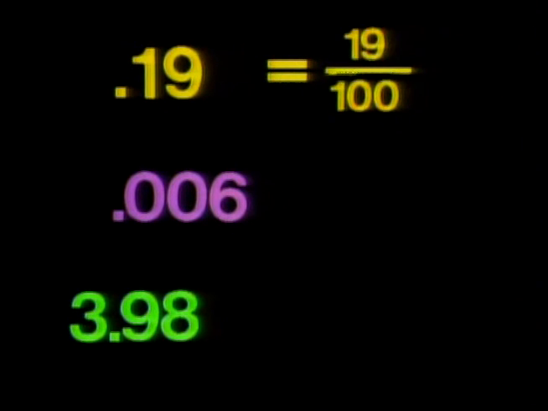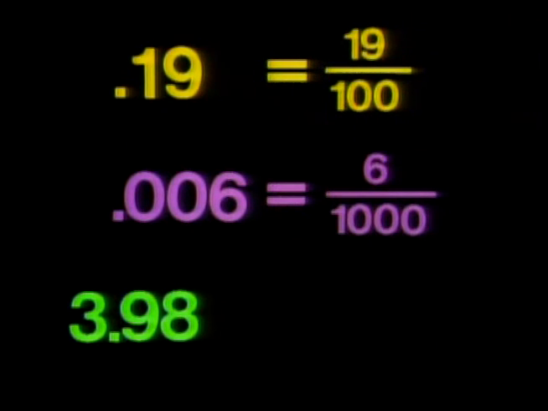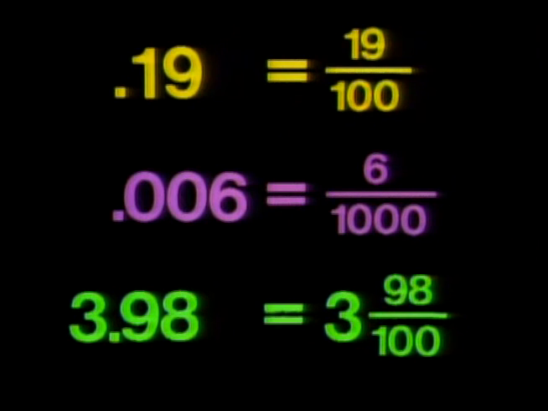Here are the answers. 0.19 is another way of writing 19 over 100. 0.006 is 6 over 1,000. 3.98 is 3 and 98/100ths. There are more problems like this worked out in your Modumath text. If you're having any trouble, go over them. Otherwise, you're ready to go ahead.